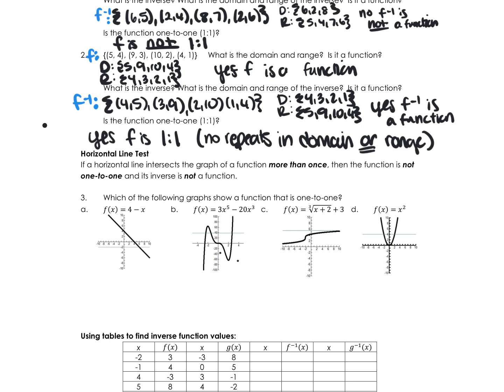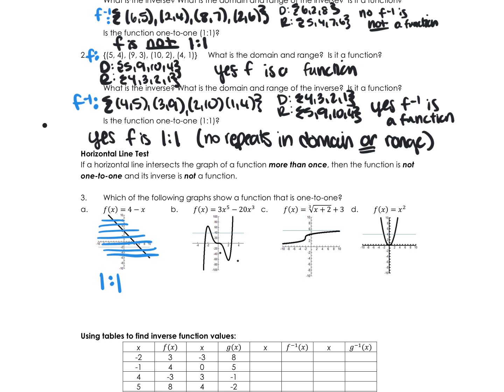So if I look at this graph right here, no matter where I draw a horizontal line, it only intersects the function once. So this one would be one-to-one. So this is in addition to all of these already passing the vertical line test. We're starting with functions to start with, right? They already passed the vertical line test. So now we're looking to see, were there any repeats in the range, i.e. the domain of f inverse.